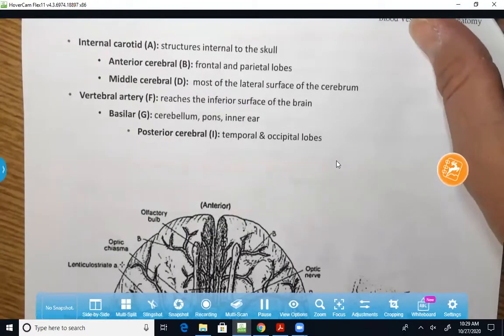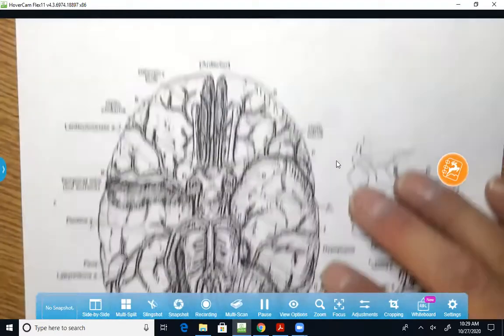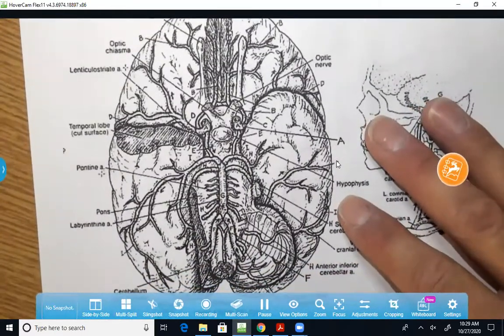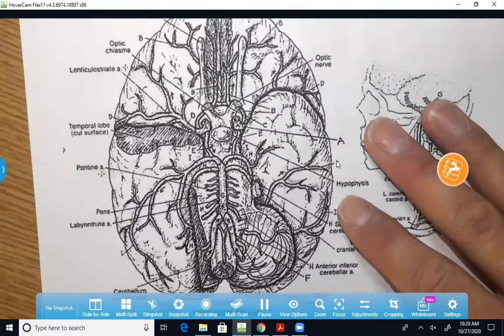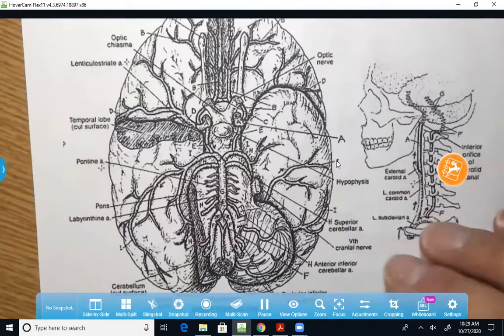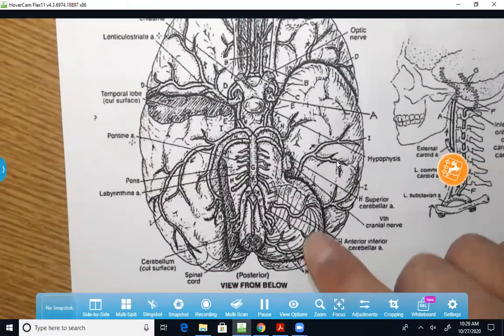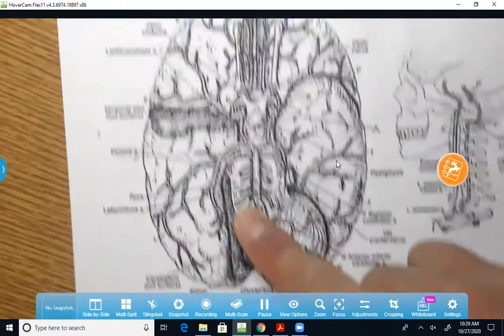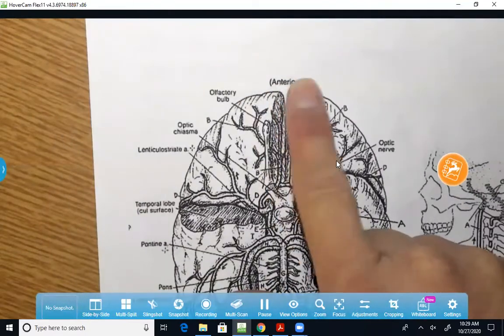All right, I want to talk about some blood vessels that feed our brain. We've got a picture of the brain. This is an inverted brain, so the brain's been taken out. It's flipped upside down, sitting on a table. Here we can see the cerebellum. Here's your brain stem. Here will be the frontal lobes.